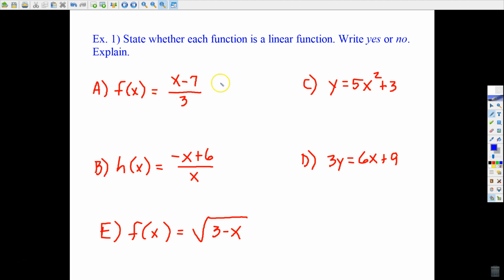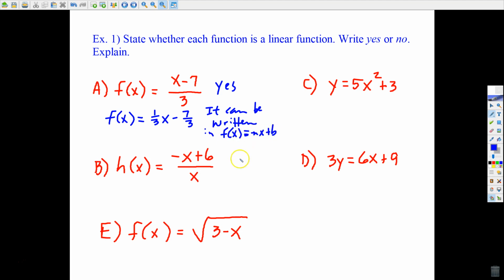This first one, I would say yes, because it can be written, it's not right now, but it could be very easily written in that form, f of x equals mx plus b. So that would be my explanation. It can be written in y equals mx plus b, or f of x equals mx plus b, which is the form for a linear function.